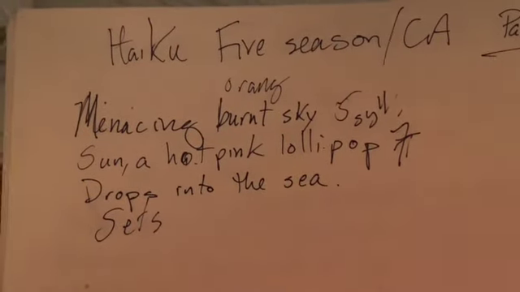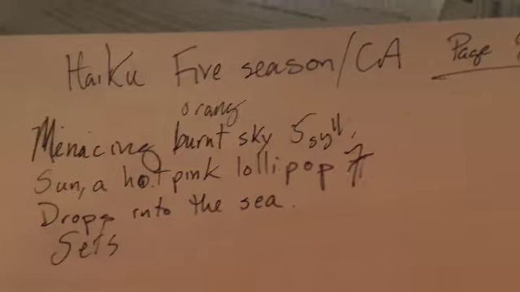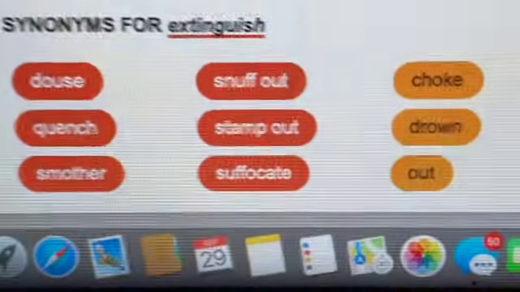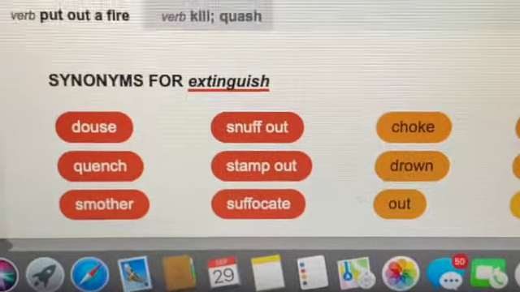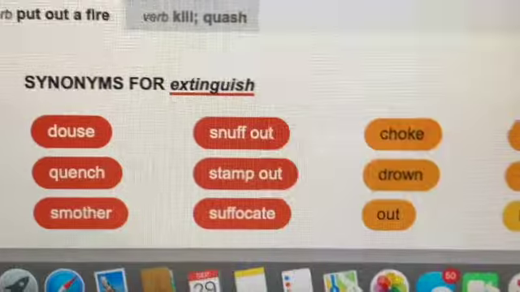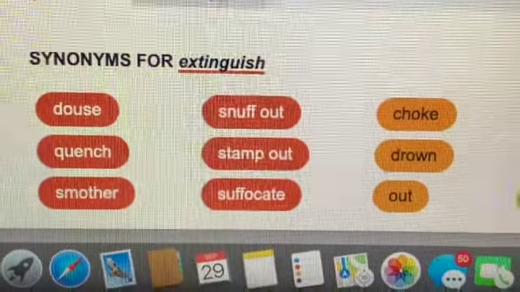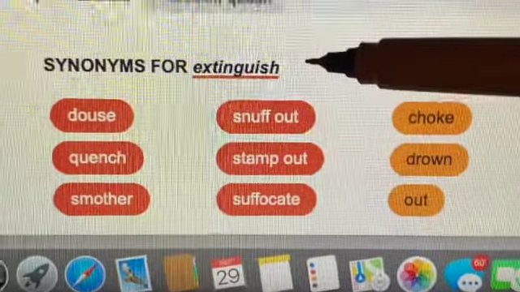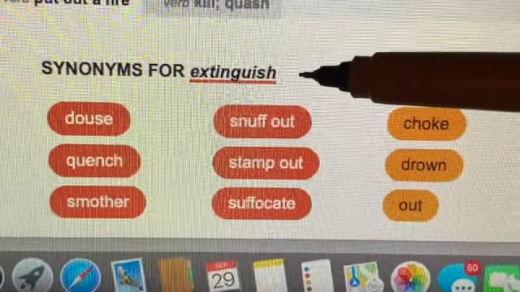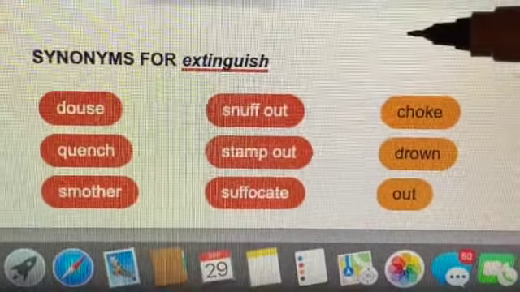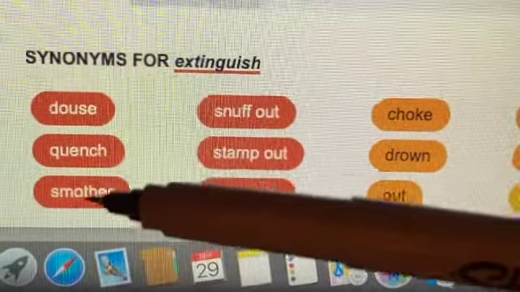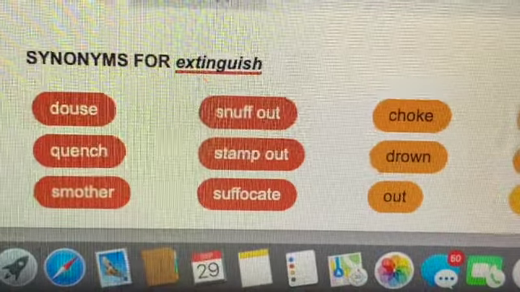So I came up with some synonyms. I looked on a synonym thing. I looked it up. Can you see that? Yes. So these are the synonyms. What I thought of was extinguish. Extinguish means to put out, right? So I'm thinking the sea puts out the fire, right? There's also snuff out and stamp out and suffocate and smother and quench and douse.